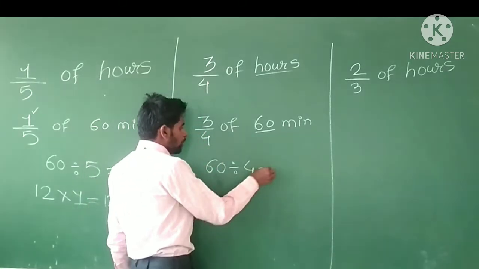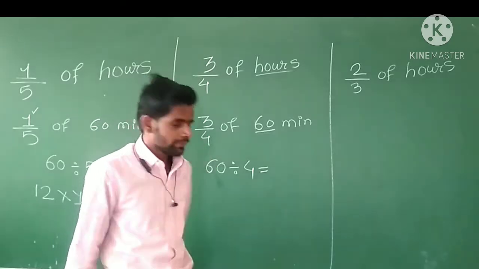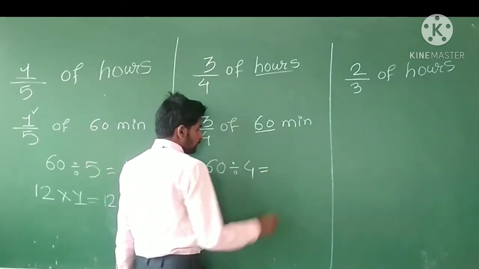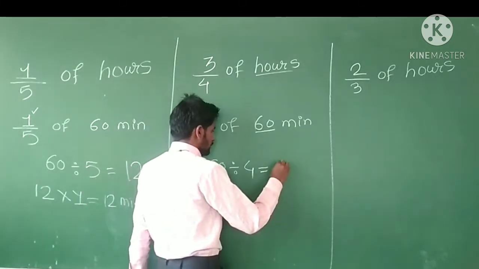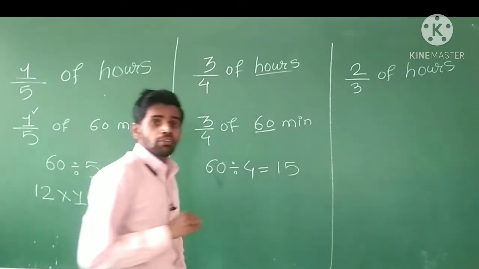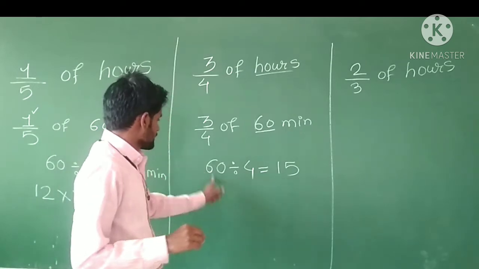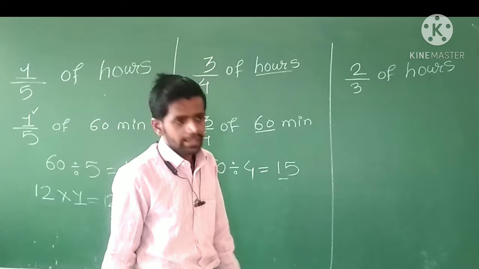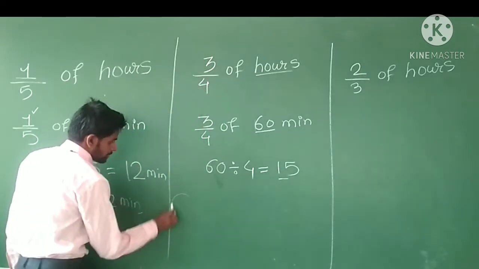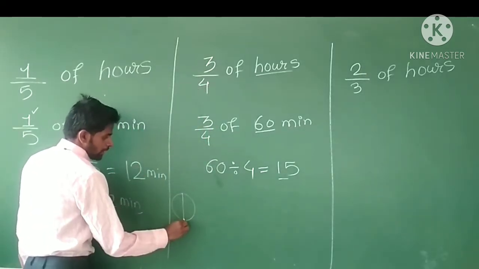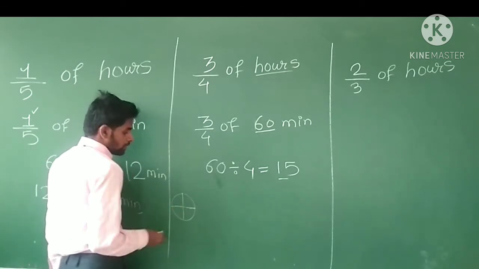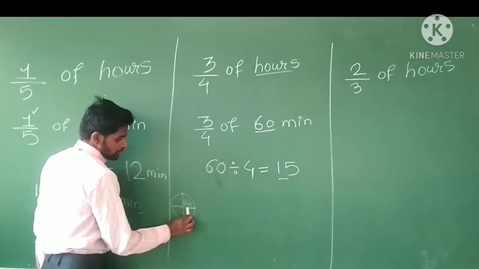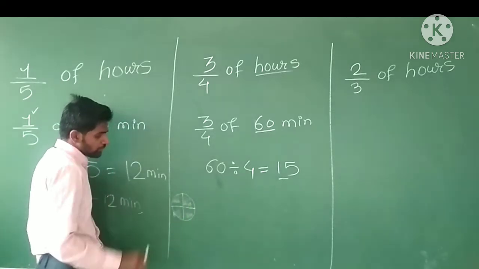Okay. Now what will come? 4 1s are 4, 4 5s are 20. 15 will come. 15 4s are 60. That means each part has 15 minutes. ठीक है? अरे हाँ ना? It is a clock. Now this is a 60 minutes clock. When you divide this 60 minutes, you will get 15 minutes, 15 minutes, 15 minutes and 15 minutes.